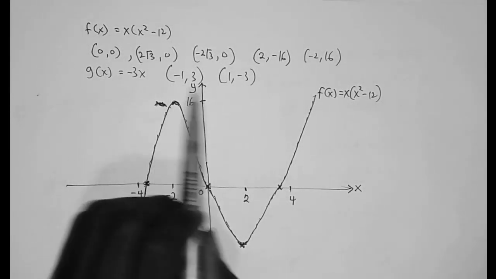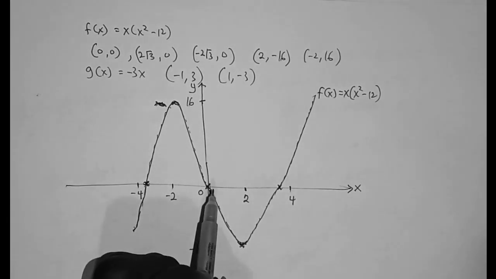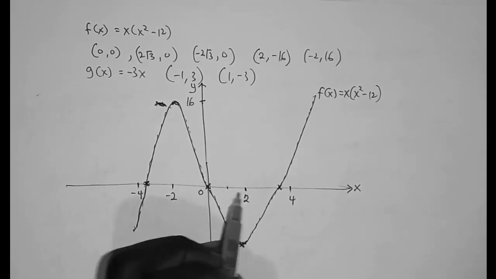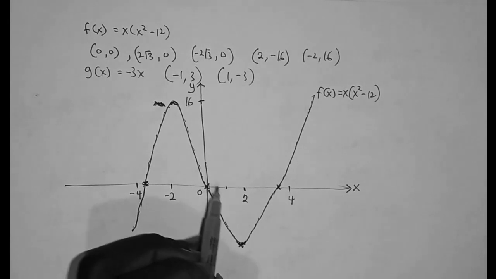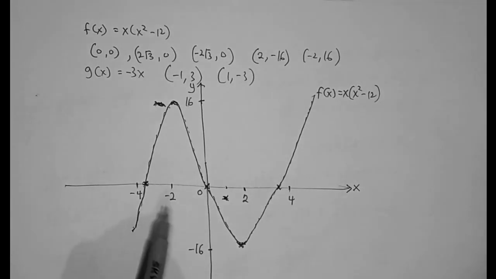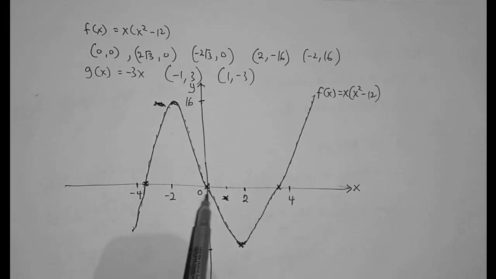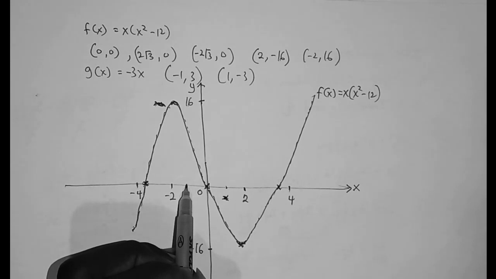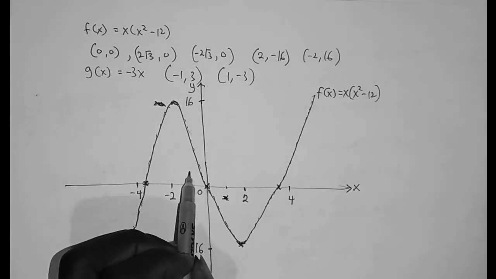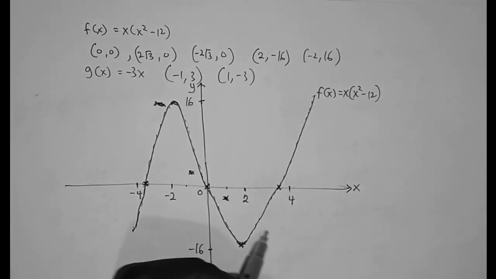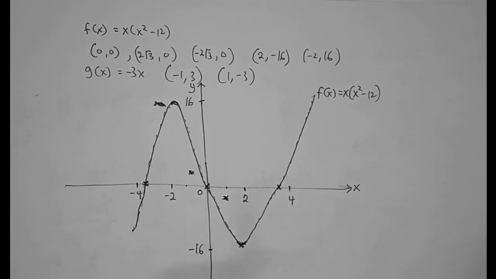Let's go ahead and plot the straight line. For the straight line, we had 1 and minus 3. So 1 is somewhere here, between 0 and 2. And then this is 16, and minus 3 is going to be here somewhere. It's greater than 0. And then we also have minus 1 and 3. So this is minus 1 somewhere here, and 3 is greater than 0. And this one too is here. So let's join the 2 points to form a straight line.